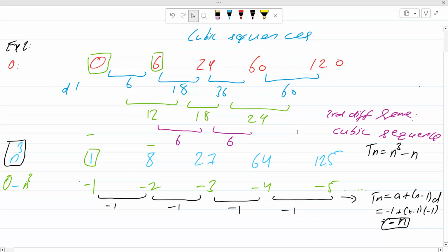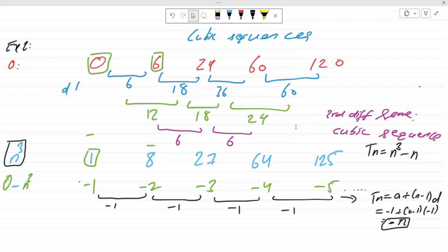Okay, let's move on. One more example of a cubic sequence, and then we can do the practice. The original sequence is 2, 12, and so on. Let's find the common difference. The first common difference is 10.